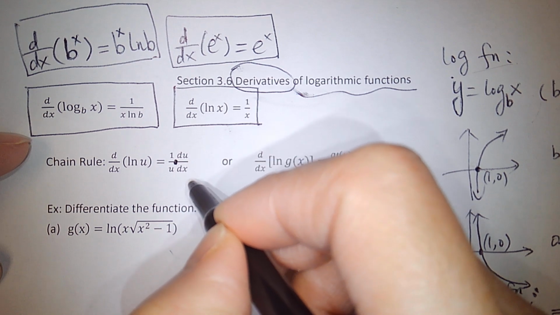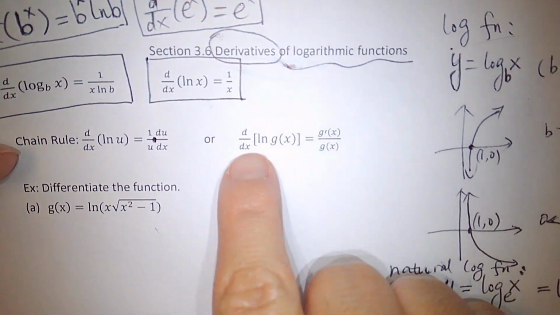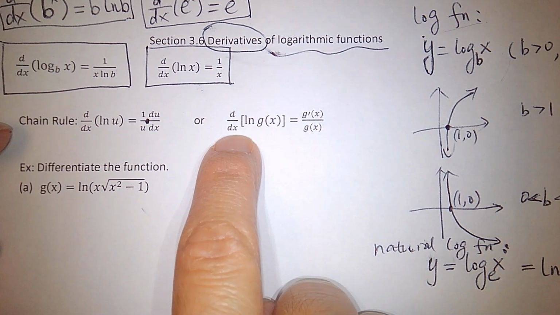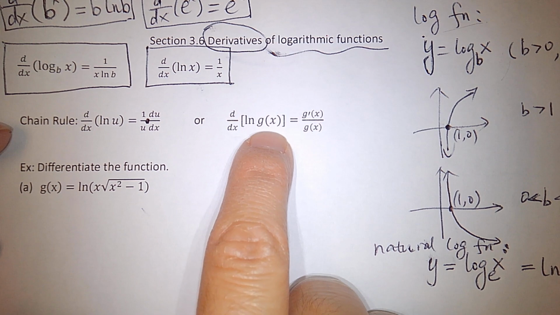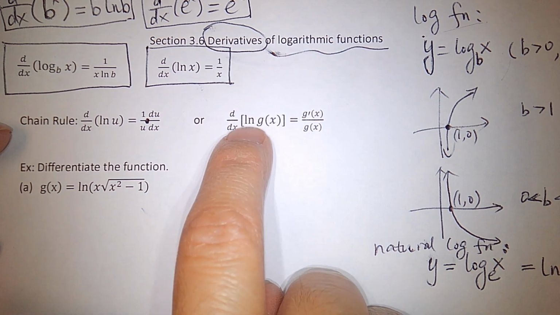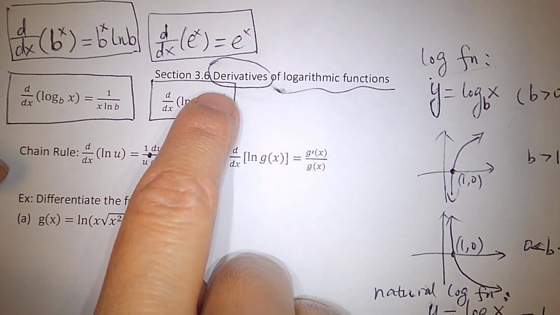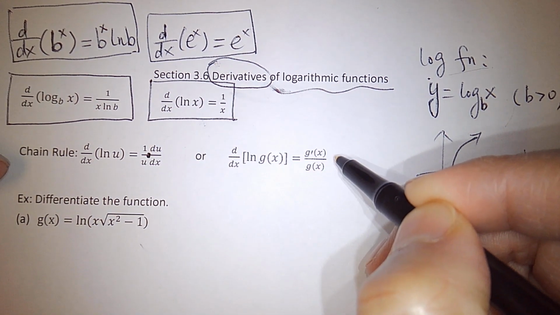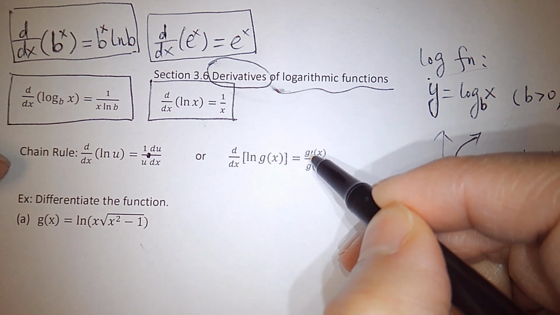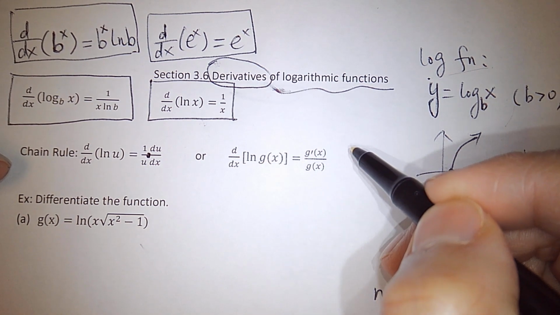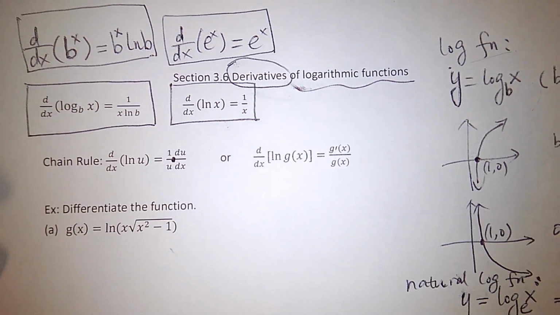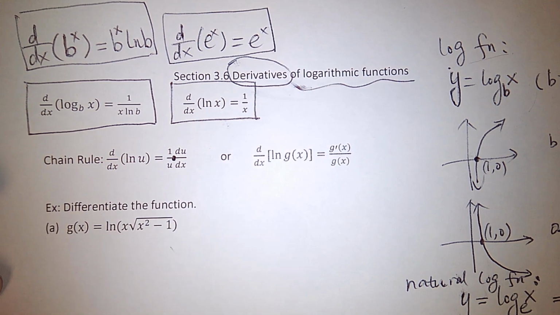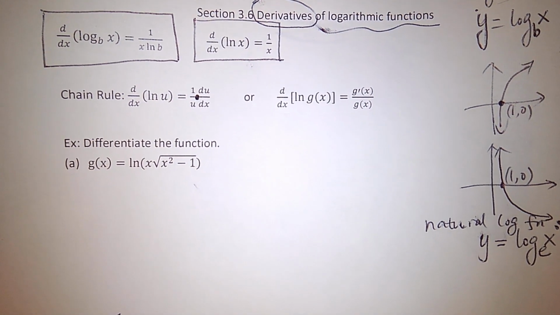du dx. Okay? Or, if we're going to differentiate ln g of x with respect to x, what do we do? By using the chain rule, the derivative of ln g of x should give us 1 over g of x, and then times the derivative of g. So that's g prime of x. Do you see that? Okay. So combining with the chain rule, we may have these formulas.